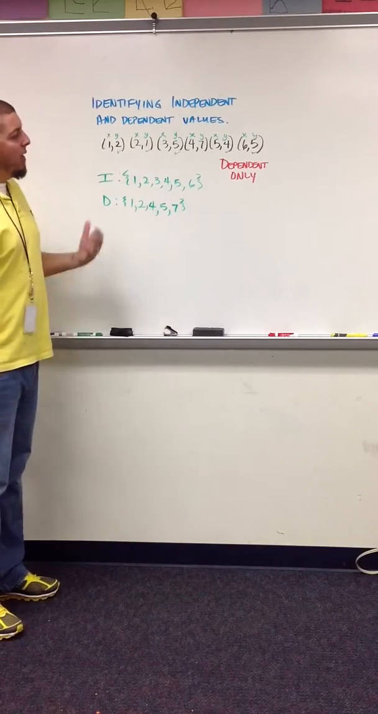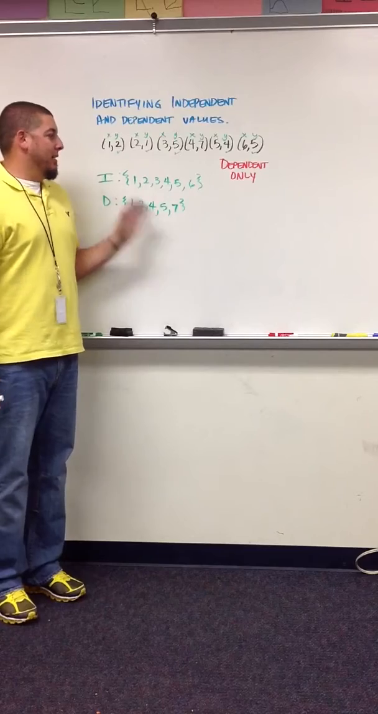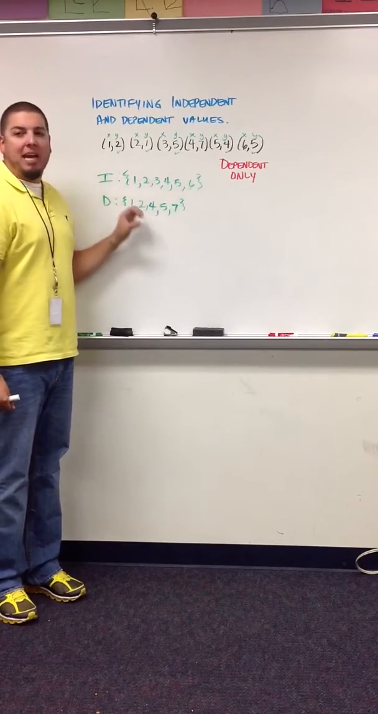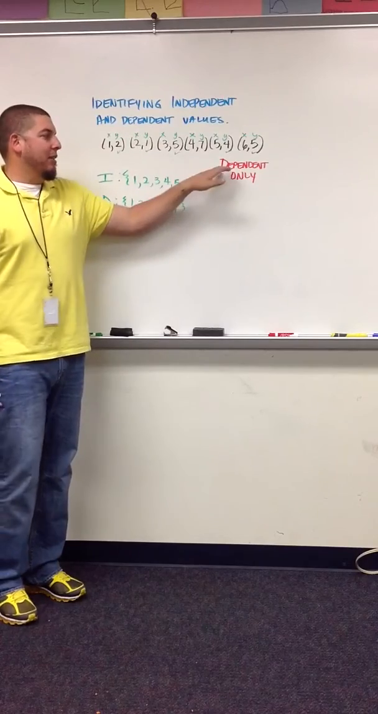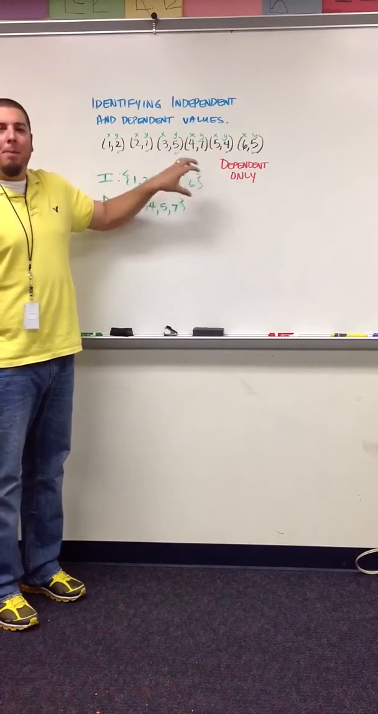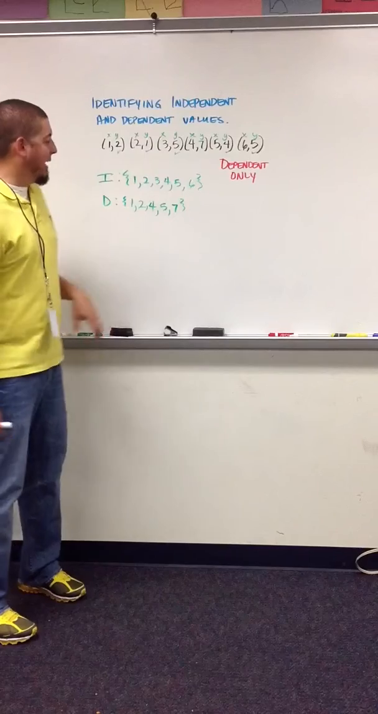Now here's the deal. The question initially asked me, because I've now identified my independent values and I've identified my dependent values, to identify a value that is dependent only. Okay, so let's take a look.